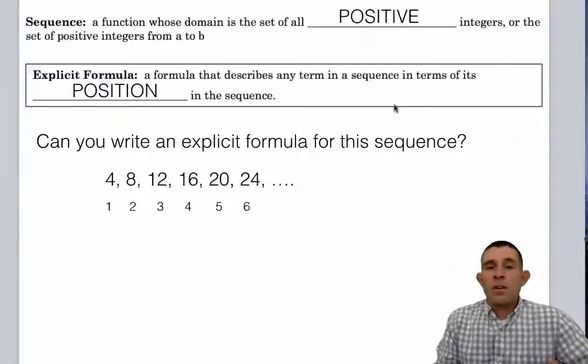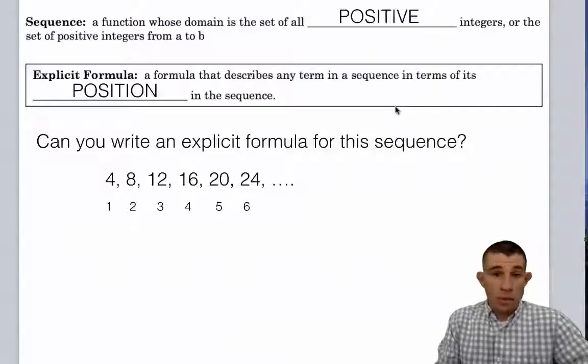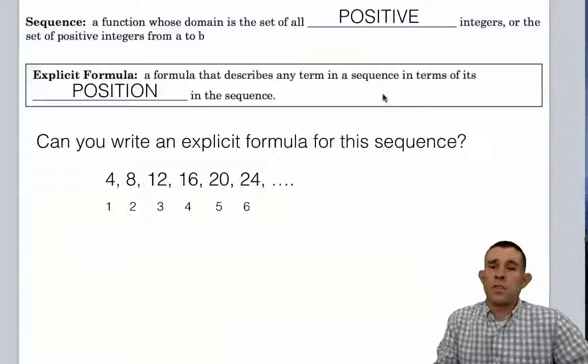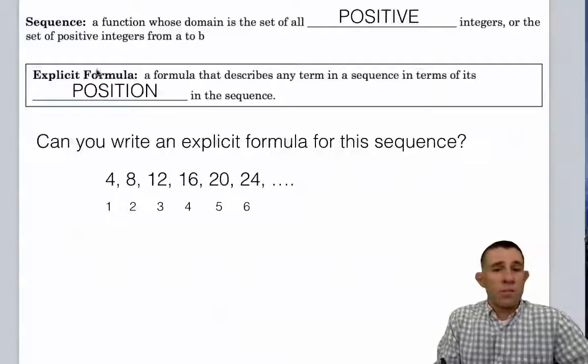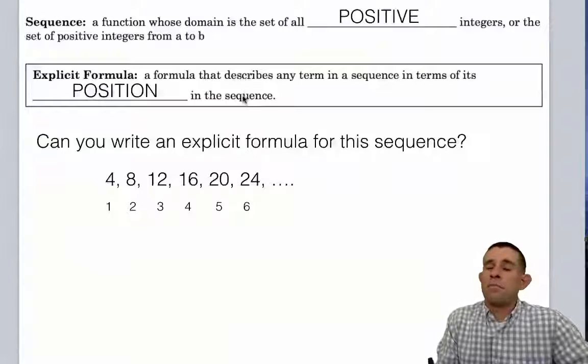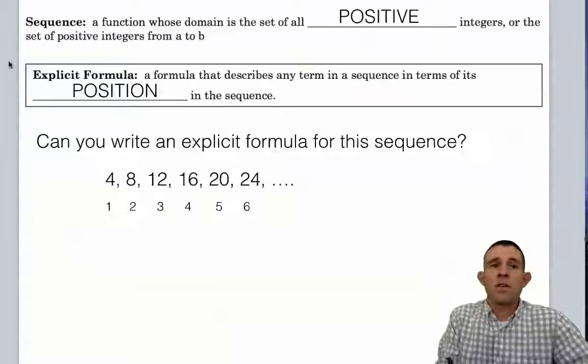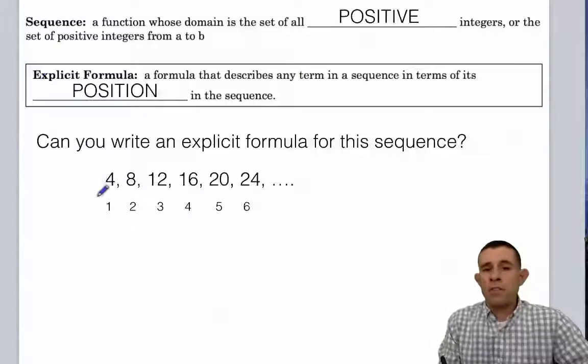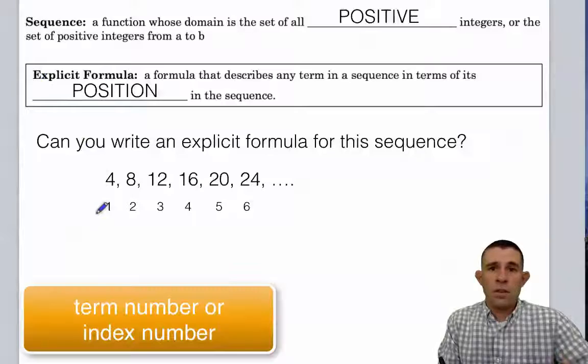Hey guys, today we're talking about sequences, and specifically we're talking about writing explicit formulas for those sequences. Now, a sequence is simply a function whose domain is the set of all positive integers. Now, an explicit formula is a formula that describes any term in the sequence based off its position in the sequence. Now, that position in the sequence is known as its term number.